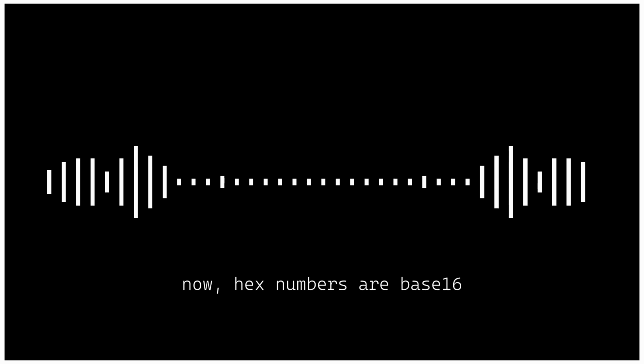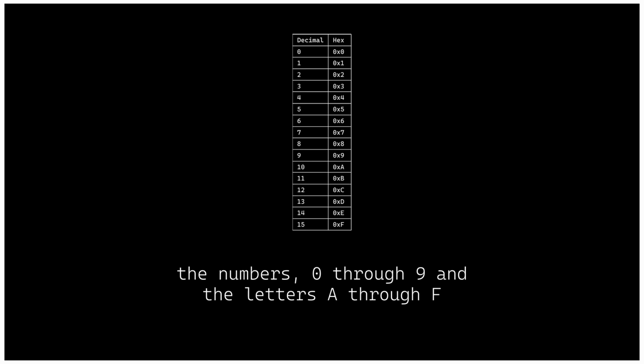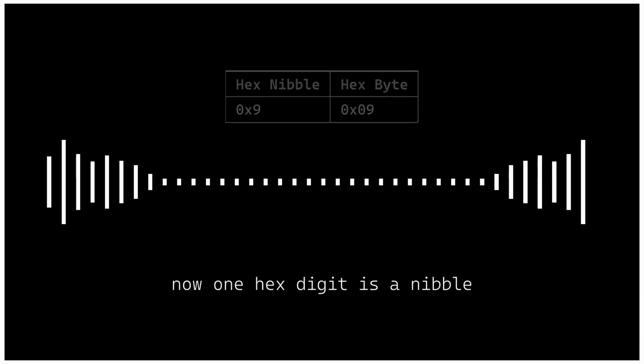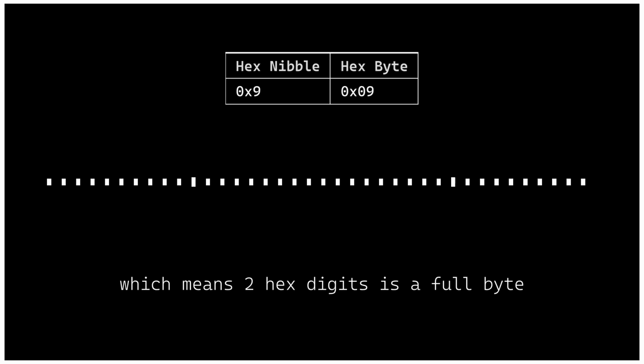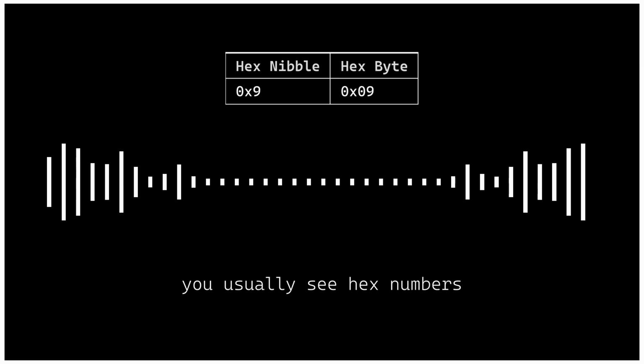Hex numbers are probably the most important number system within computer science. Now, hex numbers are base 16, which means they use the numbers 0 through 9 and the letters A through F to represent each digit. Now, one hex digit is a nibble, which means it's 4 bits in size, which means 2 hex digits is a full byte. Now, since bytes are the standard within computer science, you usually see hex numbers stored in pairs of 2.